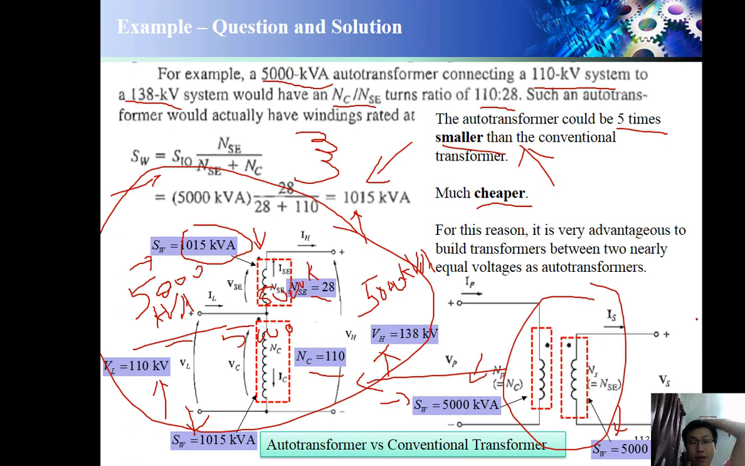Or I can put it this way: if I want to design a 110 to 138 kVA conventional one, I may need 5000 kVA winding on both sides. If I design it as an auto transformer, I just need two windings with about 1000 kVA, but the performance is still the same, delivering 5000 kVA from the low voltage side to the high voltage side.